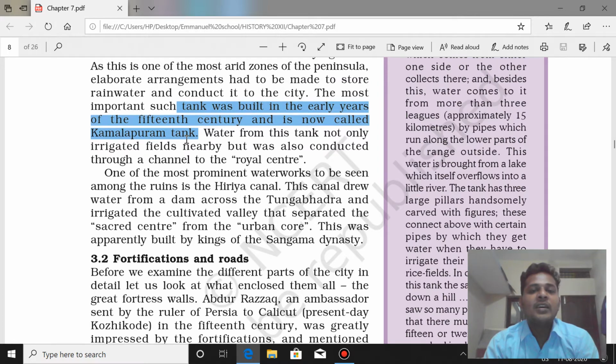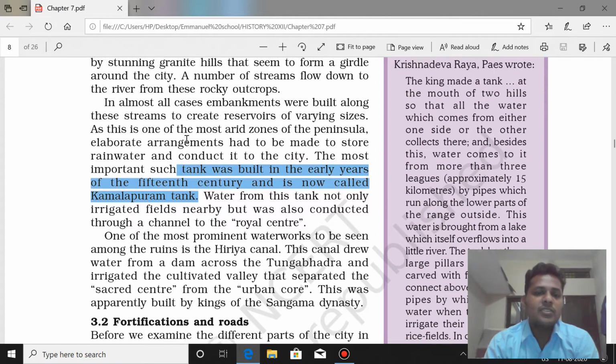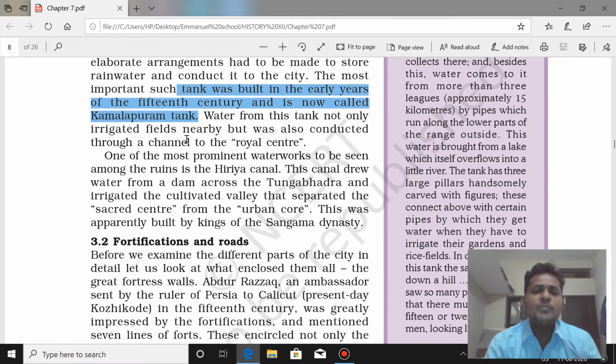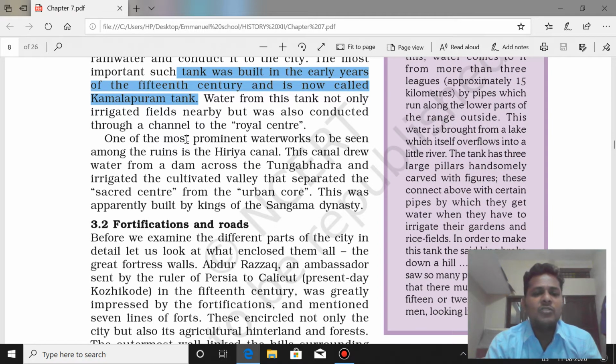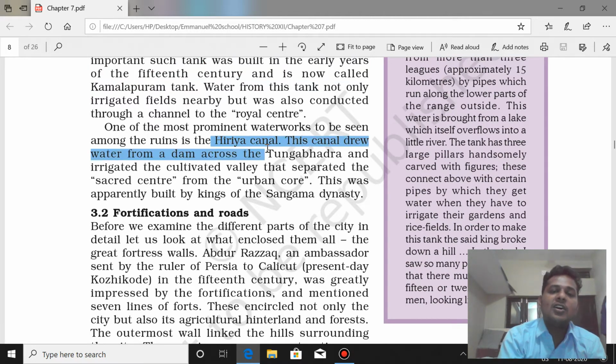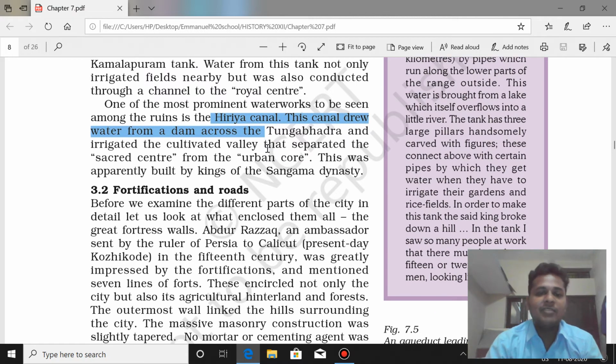So this is the third point, about the Kamalapuram tank. One of the prominent water works can be seen on the ruins: there is a canal called the Hiriya canal. जब उसको हम स्टडी करते हैं, a very damaged canal, उसको देखते हुए हमें पता चलता है कि this canal drew water from the dam across the Tungabhadra river and irrigated the cultivated valley, and that separated the sacred center and urban core.